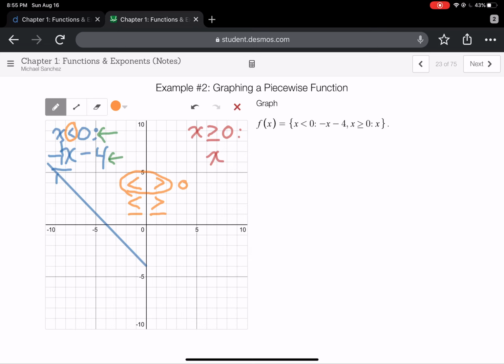If it has an equal to sign, or the little line underneath the inequality, you're going to draw a circle that is filled in. In this case, we have less than, which is this one here. So I'm going to draw an open circle at that point. I'm going to leave it open, not fill it in. And then I am done graphing that first piece of the function.